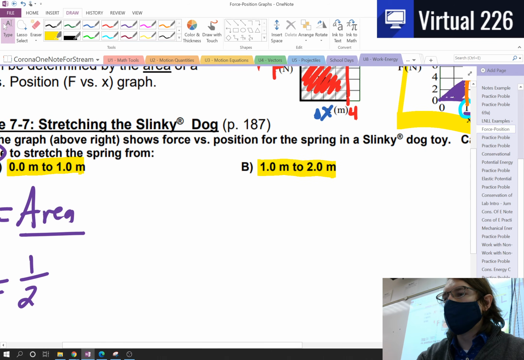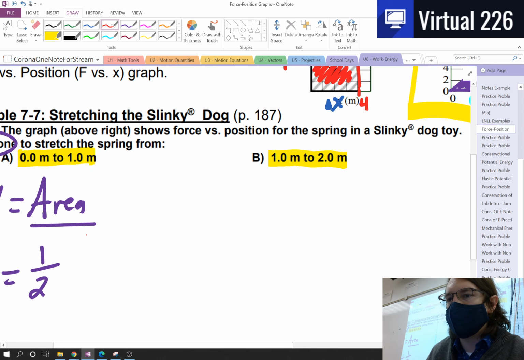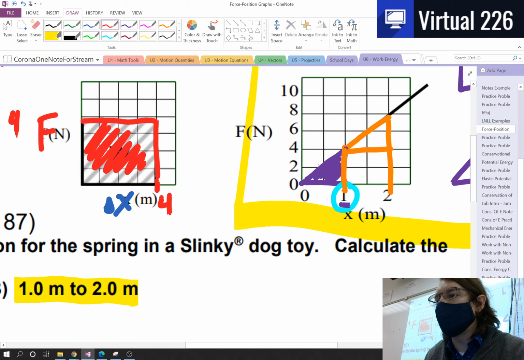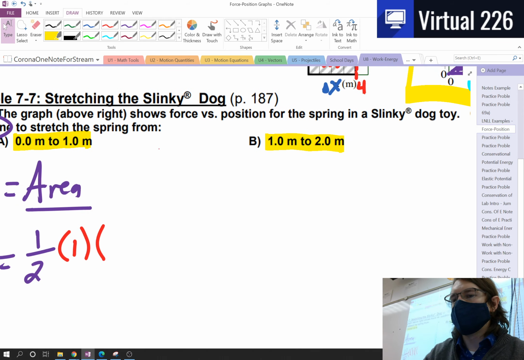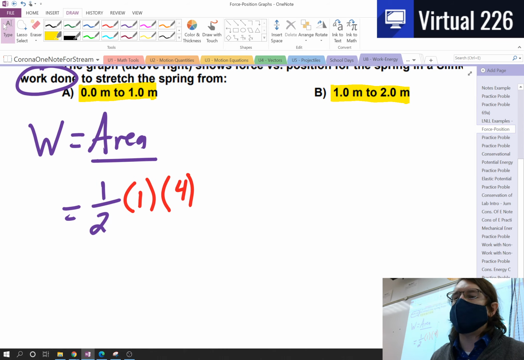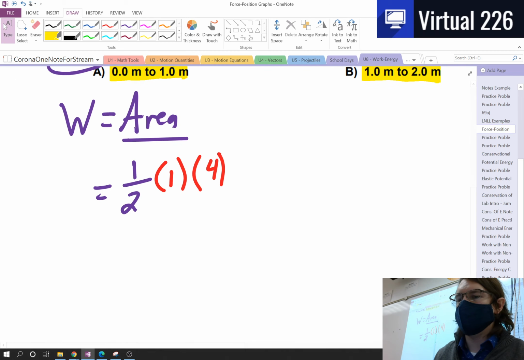So we want 1/2 multiplied by 1. That's our base. And then our height here, well, we go up to 1, 2. But that is really at a position on the y-axis of 4. So we have 4 newtons of force there. So we want 4 newtons down here. So this is 1/2 times 1 times 4.